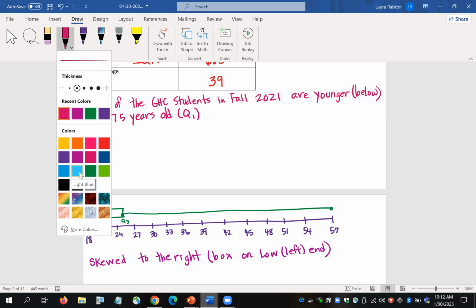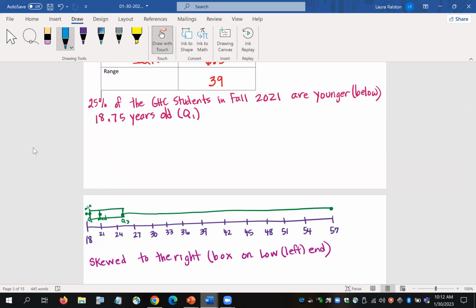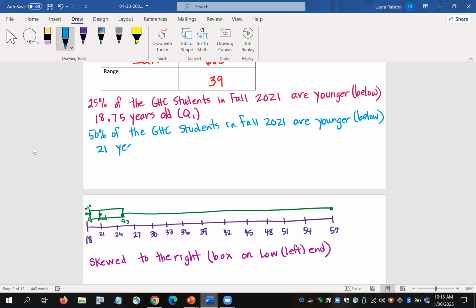If we look at Q2, you have 50%. So 50% of the GHC students in fall 2021 are younger or below 21 years old. 21 years old is our median, which is the same thing as Q2.